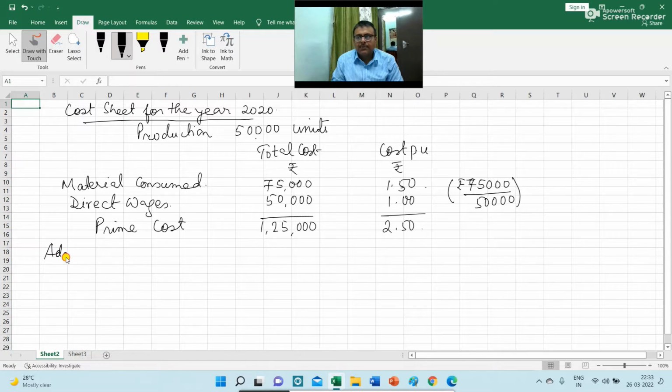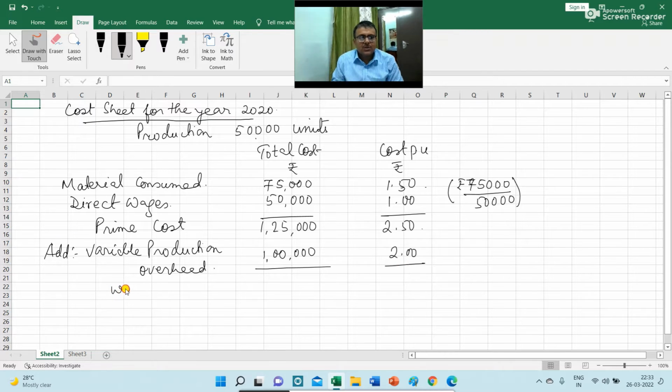Then we have to add up the variable production overhead. So what is the variable production overhead? Amount is given as rupees 1 lakh. And what is the cost per unit? This will be 2 rupees, because rupees 1 lakh divided by 50,000 unit, you will get rupees 2. So this is works cost. Works cost is calculated at 2,25,000 and per unit cost is 4.50.